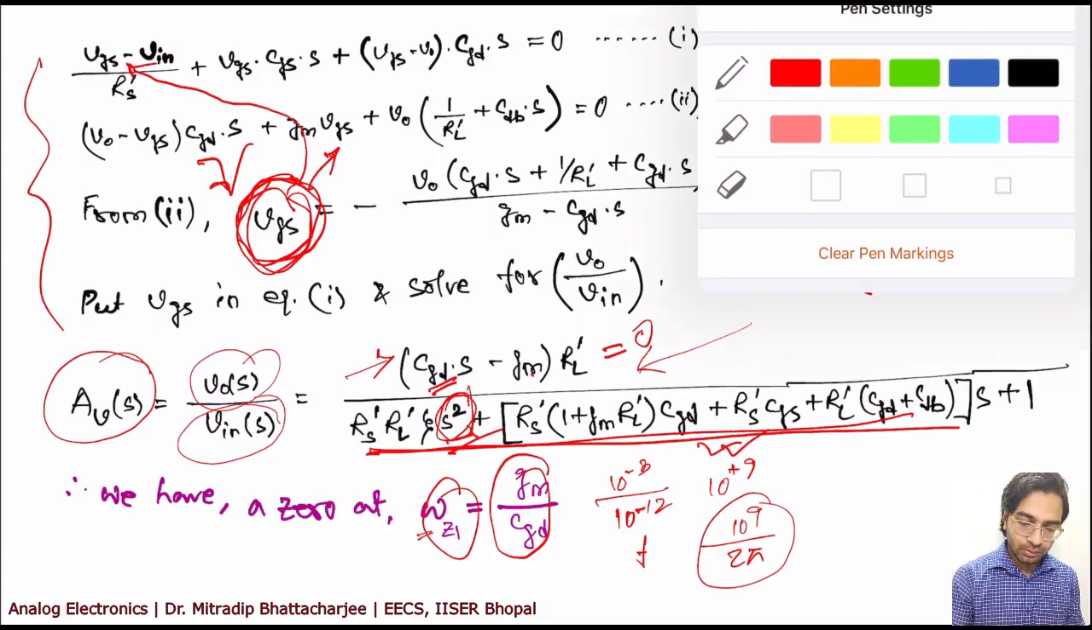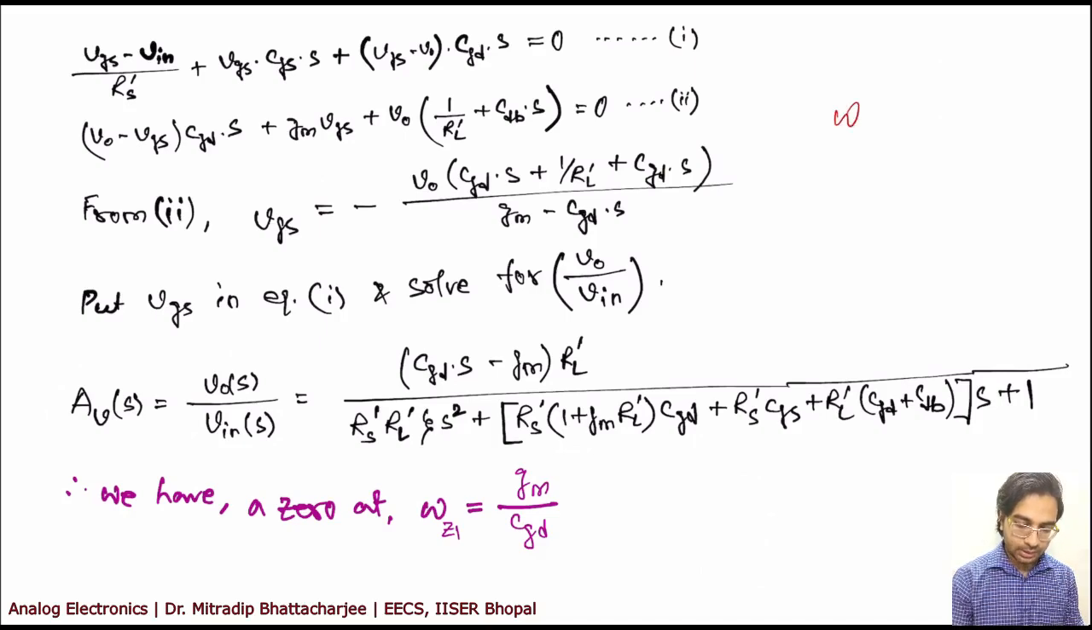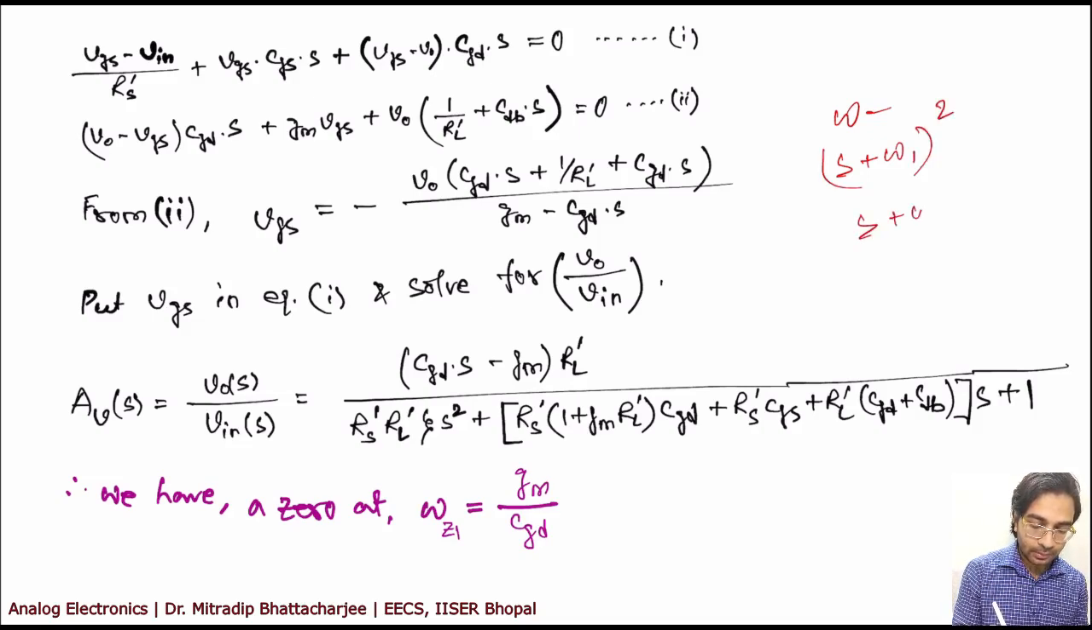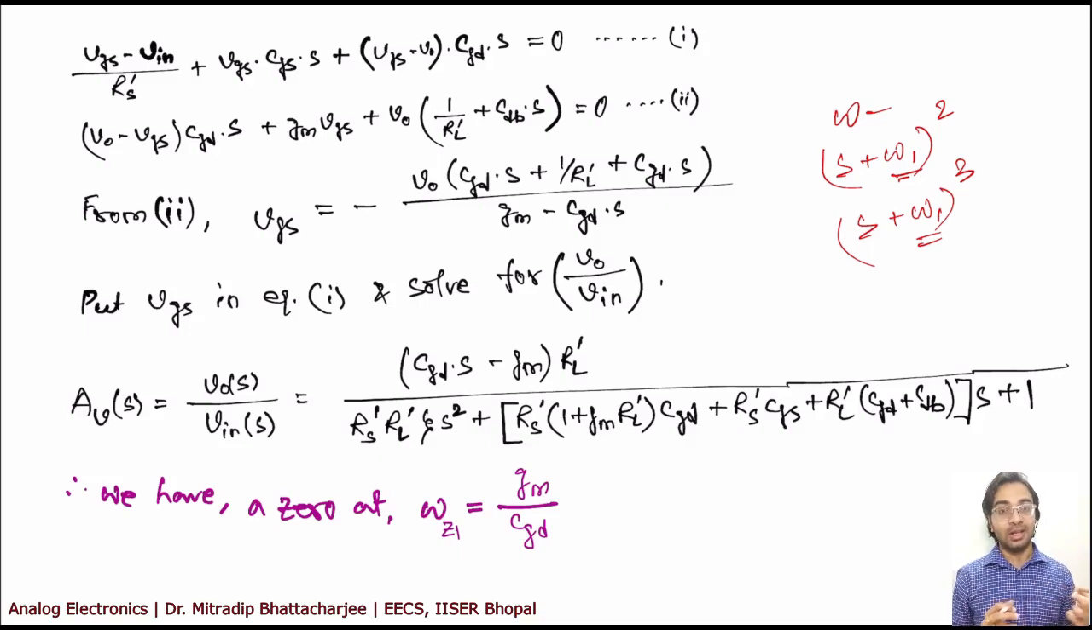However, just to give you an idea, you may come up with a situation wherein you have an expression where S plus omega 1 whole square or S plus omega 1 whole cube. This means at the omega 1 point you are creating three poles. Say these are coming in the denominator. So at the omega 1 point you are having three poles. In this case, one zero may not compensate all of them. So you need more zeros in order to compensate.